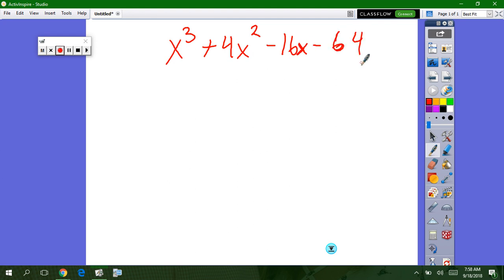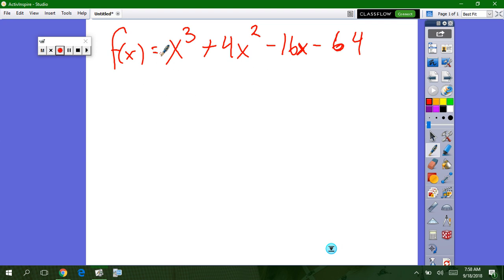All right. So let's say we have this equation. F of x equals x cubed plus 4x squared minus 16x minus 64. First off, how many zeros are there? I have 3 zeros for sure. Correct? Does everybody agree with me? Of those 3 zeros, how many of those zeros could be real?